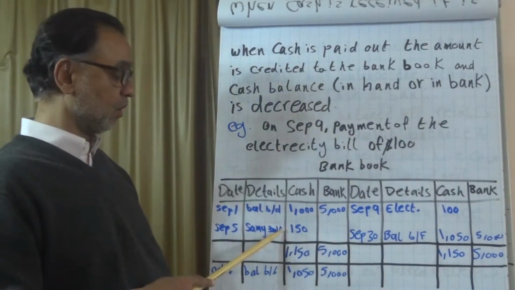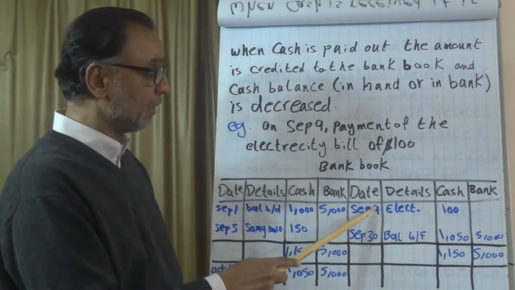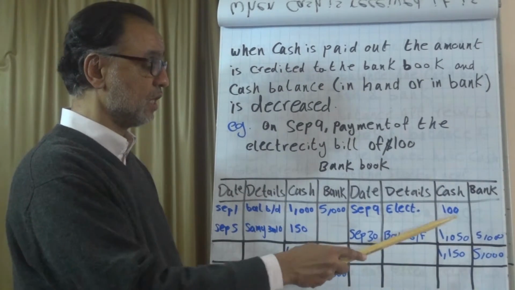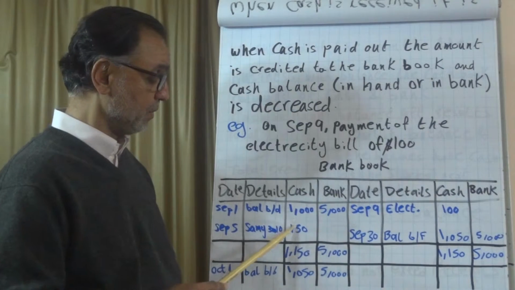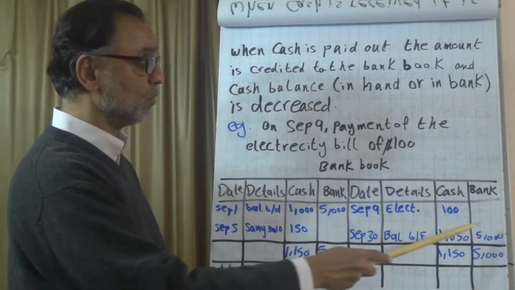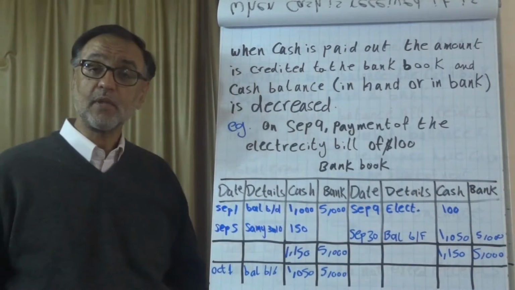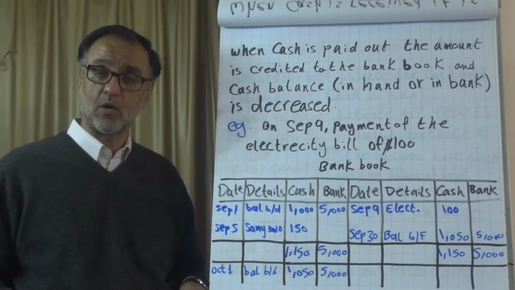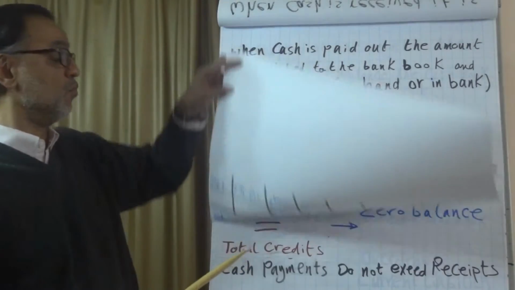We have the $150 we received from Sami and we paid the electricity bill of $100. So our balance will be $1,050 in cash and the $5,000 in bank will stay as it is. This is how we balance our bank account, our cash book.